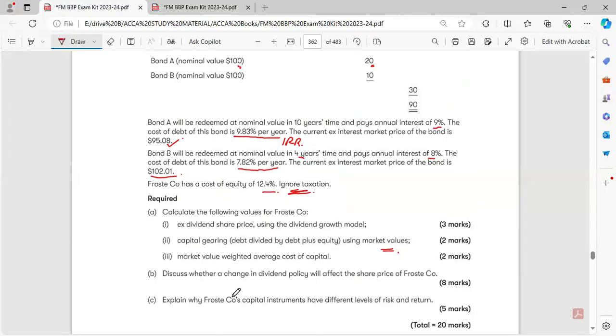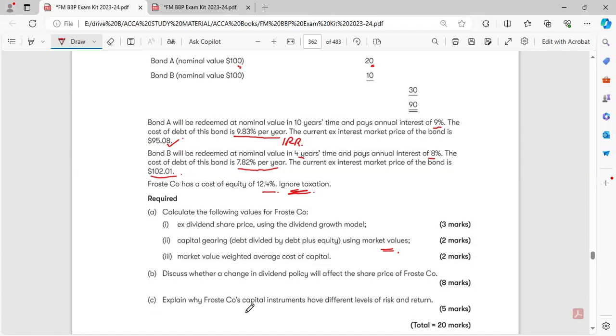Next part is to discuss whether a change in dividend policy will affect the share price of FROSTE. Yes, a change in dividend policy always affects the share price of the company, because there are different types of shareholders in the company. A few shareholders are dividend relevant and a few are not. Those who are dividend relevant always expect that the company will increase dividends by a certain percentage every year, or will continue to maintain its dividend payout ratio.